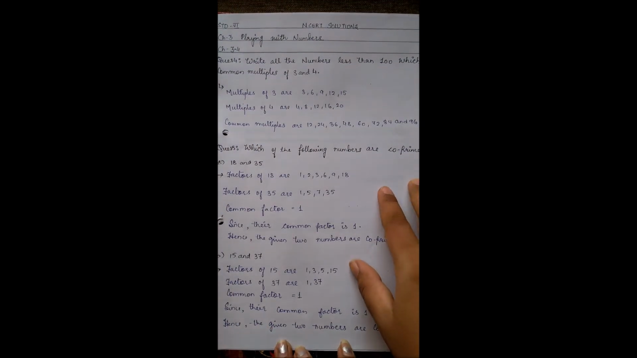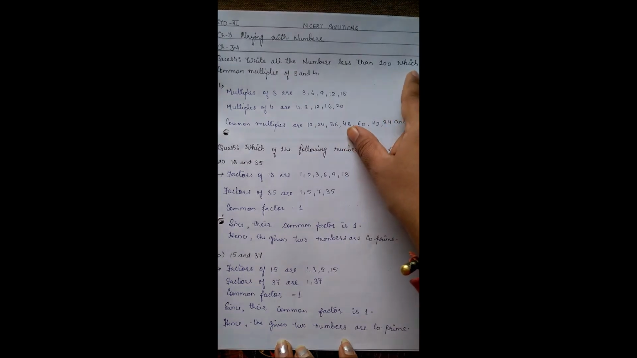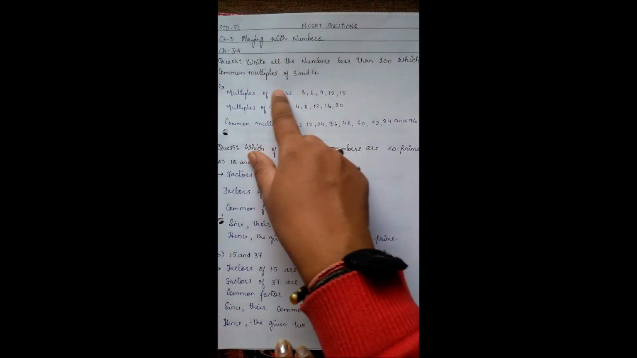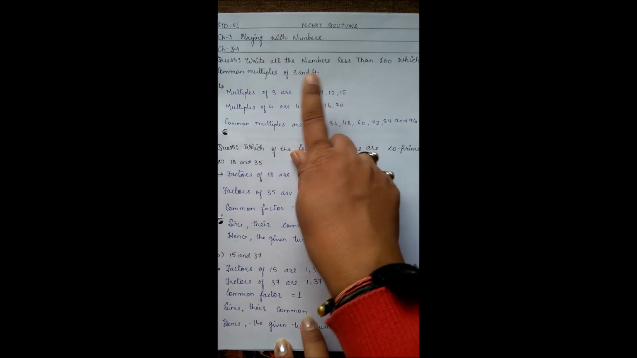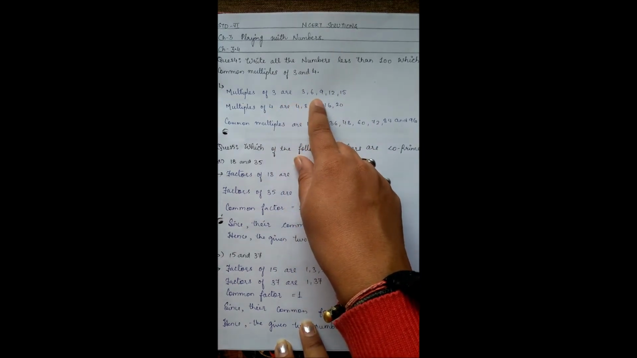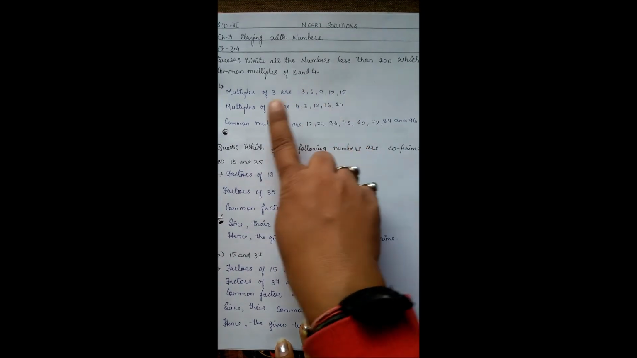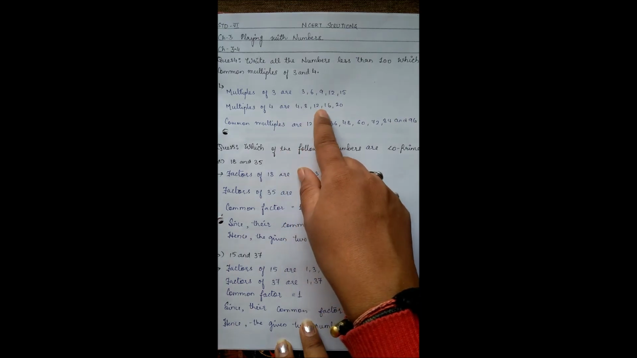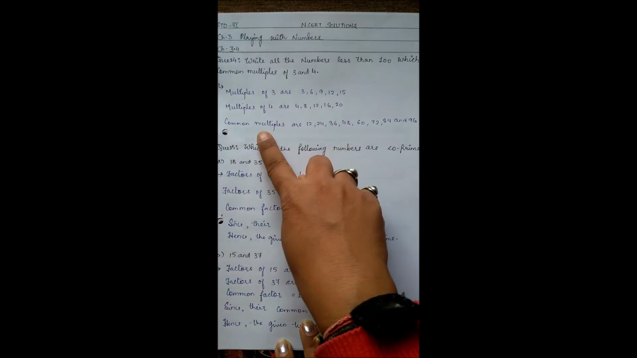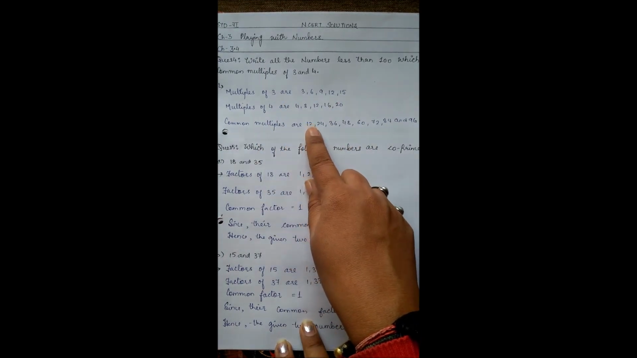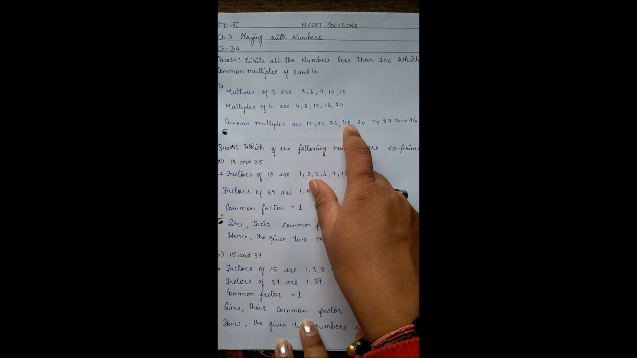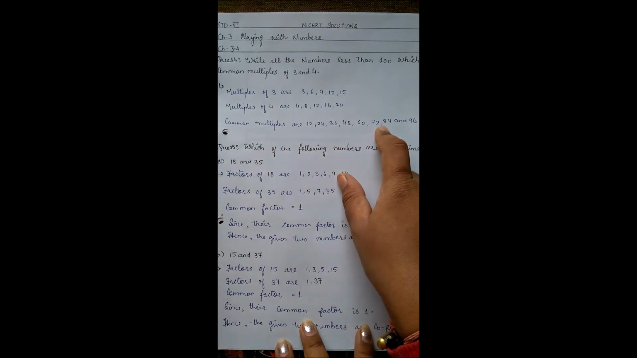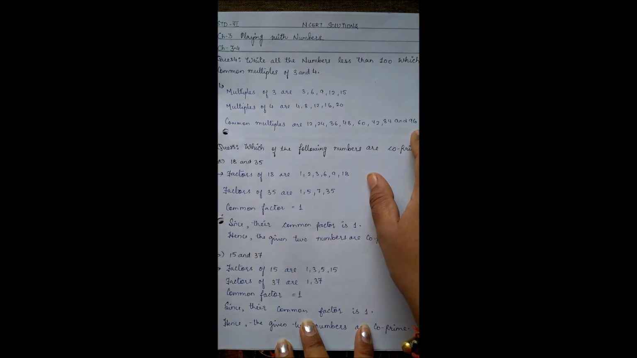Next question, write all the numbers less than 100 which are common multiples of 3 and 4. So multiple of 3: 3, 6, 9, 12, 15. Multiples of 4 is 4, 8, 12, 16, 20. Common multiples are 12, 24, 36, 48, 60, 72, 84 and 96.